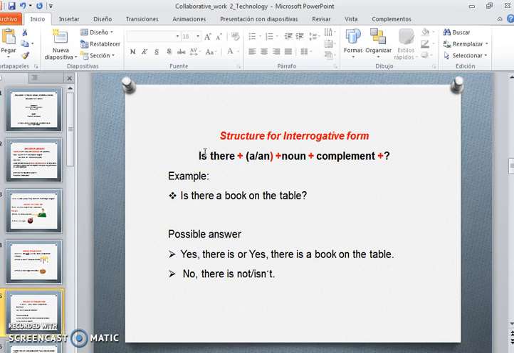A structure for interrogative form: is there plus a or an plus noun plus complement plus question mark. Example: is there a book on the table? Possible answer: yes, there is, or yes, there is a book on the table. For a negative answer: no, there is not, or no, there isn't.